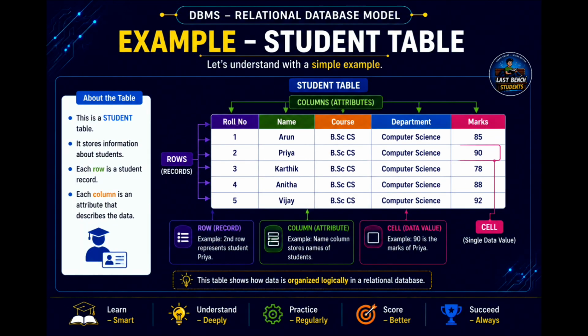Let's understand the logical view of data with a simple student table. Here, each row represents one student record, and each column represents an attribute such as roll number, name, course, department, and marks. This tabular structure makes the data easy to read, understand, and manage.